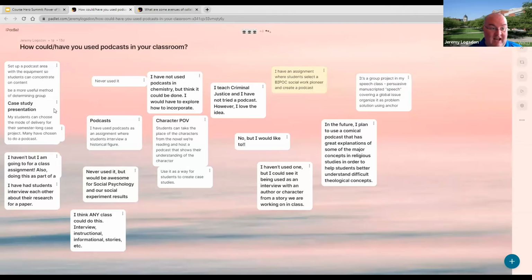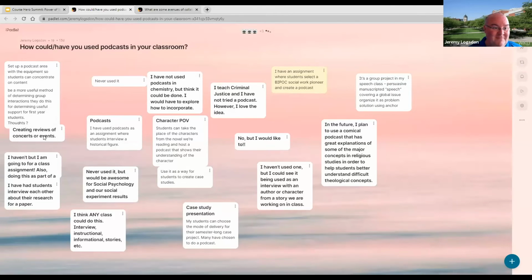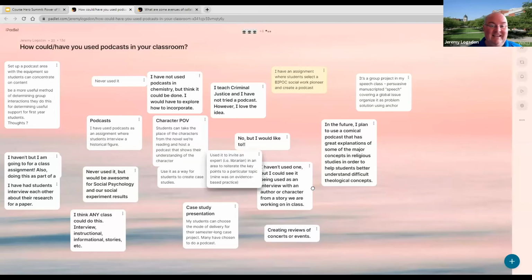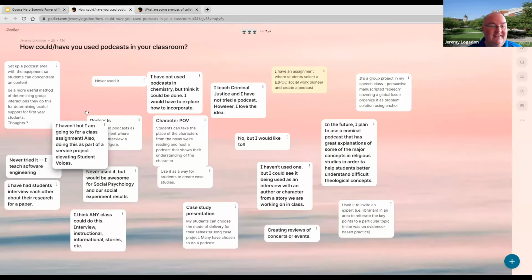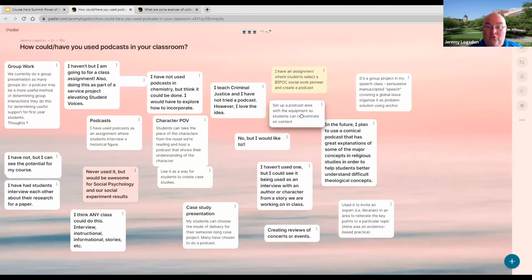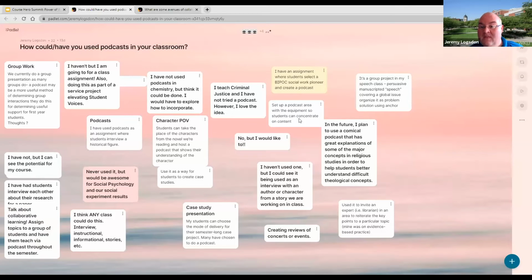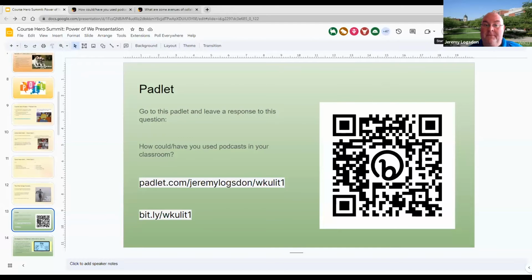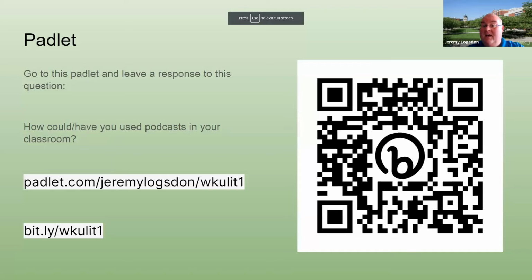I will go in and I will kind of move these around later to make sure that everyone's can be seen. But this is fantastic. Thank you all so much for sharing your thoughts. Set up a podcast area with the equipment so students can concentrate on the content. I think that is a really cool idea as well, if you had the resources to have a podcast area in your classroom. So I'm going to keep moving on, but please keep adding your thoughts there, because this will exist later.